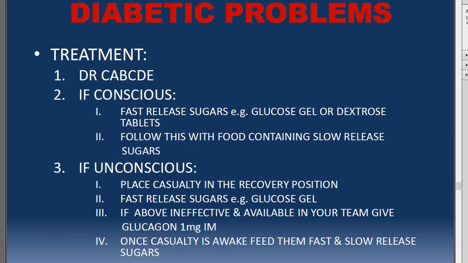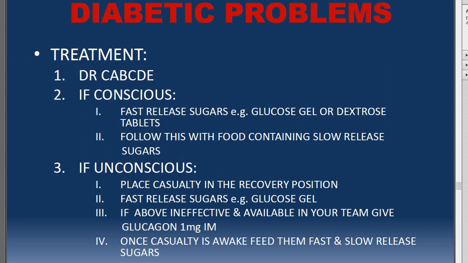So what we're going to do, same as always, primary survey. If they're conscious, there's a concept of slow release and fast release sugars. Fast release sugar is basically where the sugar is in its simplest form, a bit like a dextrose tablet or an energy gel, where it's just quick release sugar. By the time you've eaten it and it's in your tummy, it's already being released into the bloodstream. And to a degree, sweets and chocolates also fall into that category.